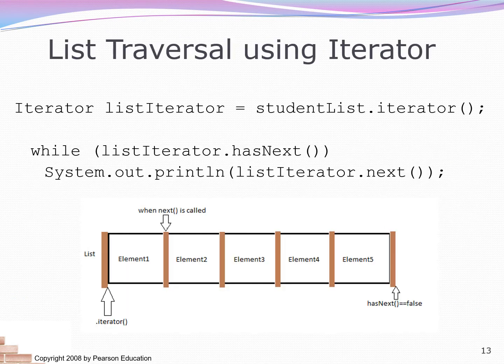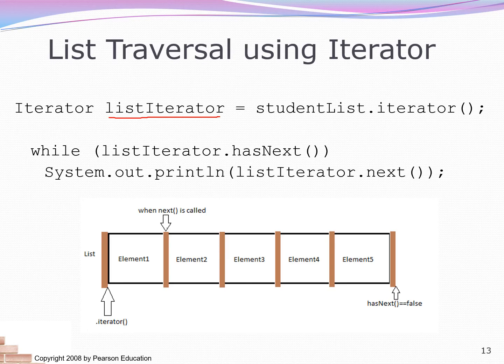Let's say in this example, the array list that we want to check is student list, and you do dot iterator, so it will return to you an iterator. This is the name of the variable. And then it's up to you. You can use a for loop or a while loop. Let's say in this example, you use a while loop.